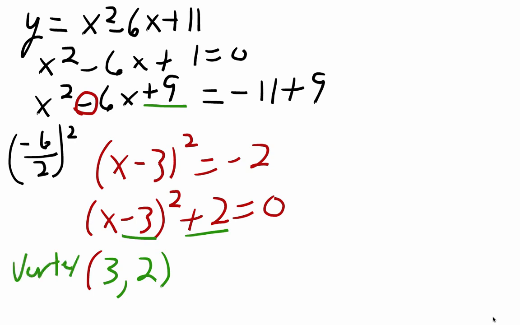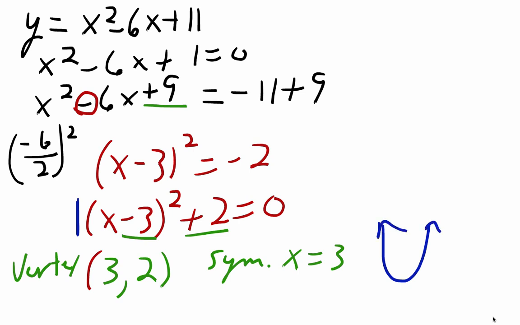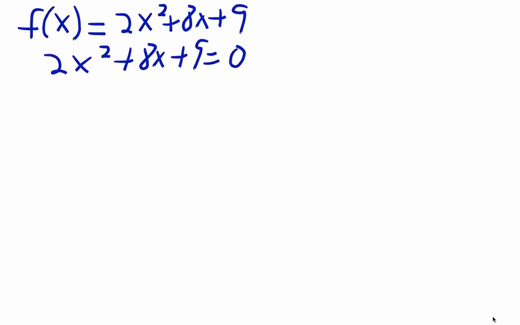Our axis of symmetry is x equals 3, and since there's a 1 in front and it's positive, it's going to go up like this. Alright, our next is going to be f of x is 2x squared plus 8x plus 9.